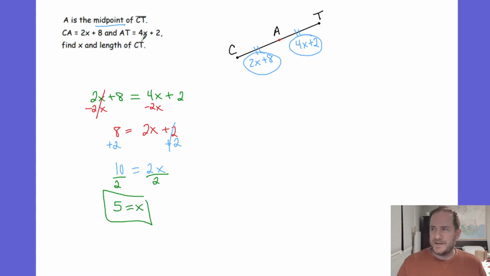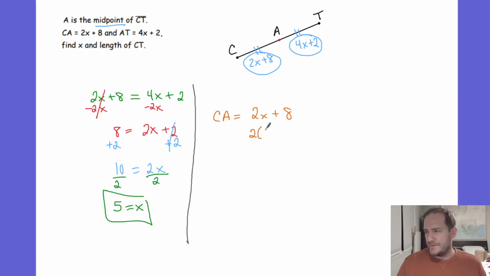Now they also want to know the length of CT. And again, CT is the whole thing. So I would recommend that if you want to find the length of CT, just find the length of CA and then figure out the length of AT and add them together. And that'll give you the total length of CT. So let's say for CA, we know it's 2x plus 8. But remember, we just figured out what x was. So we can take x and substitute it in. We'll have 2 times 5 plus 8. That's 10 plus 8. That means we have 18.